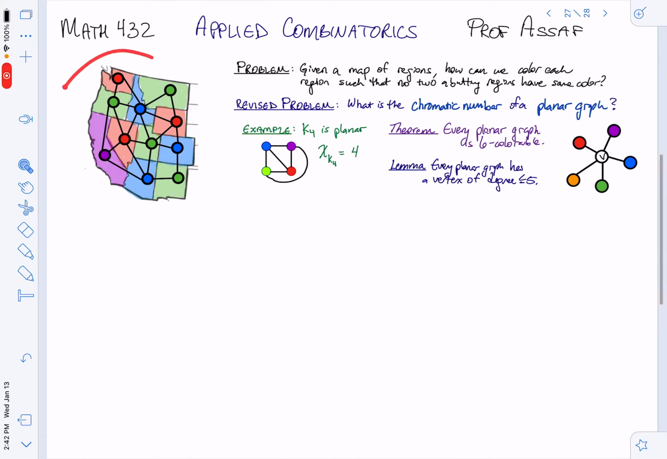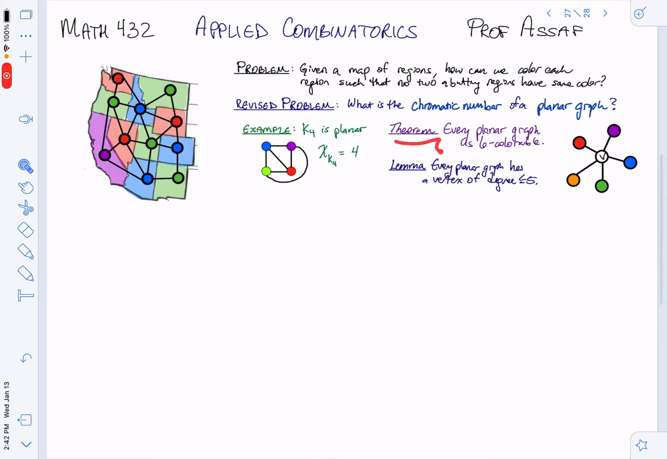So then we turned the map of the Western United States into this planar graph. And whenever we take the dual of a map, we always get a planar graph. So our revised problem that's more mathematical is: what's the chromatic number of a planar graph? And we've come up with a bound so far. We know that for a planar graph, we could need 4 colors, right? K4 is 4 colorable. The Western United States is 4 colorable. So we know that we might need 4 colors.